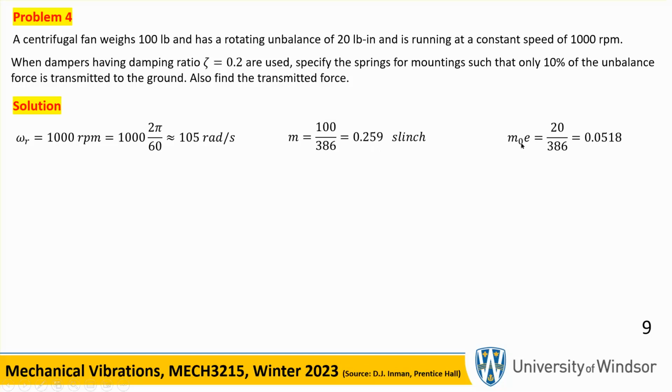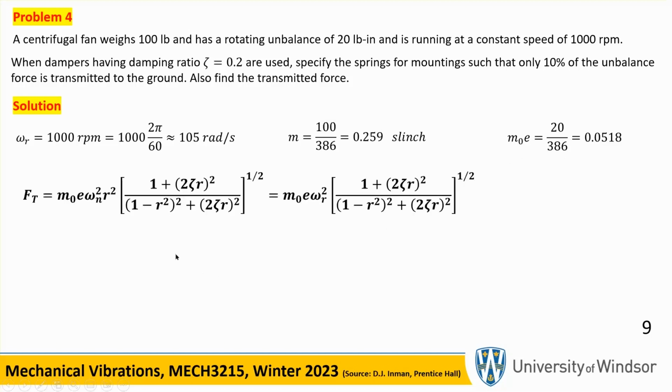Now, M naught times E times G is 20. You're told that the unbalance is 20, which means M naught times E times G, where G is basically in inch per second squared, is 20. So out of that, you get M naught times E. Okay? Now, let's go back to the formula for the rotating unbalance.